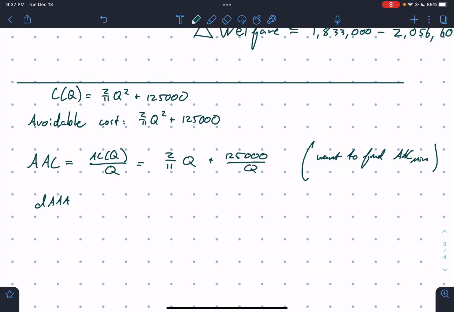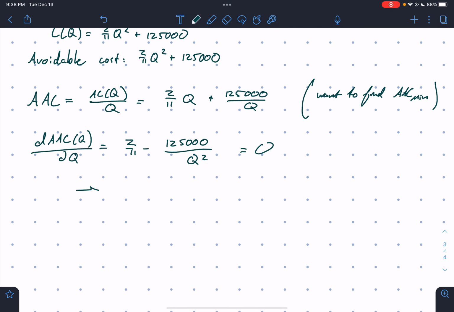This means we'll find the efficient scale by setting the derivative of average avoidable cost equal to 0. And then using that, we'll plug that back in to find the minimum average avoidable cost. So the derivative of average avoidable cost with respect to Q is equal to 2 over 11 minus 125,000 over Q squared. Set this equal to 0 because we want to find a minimum.